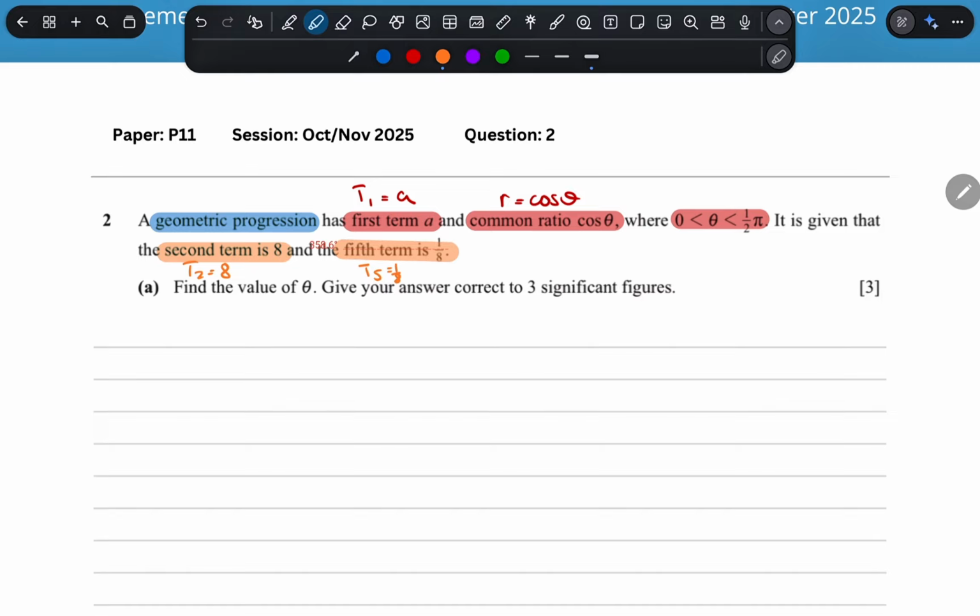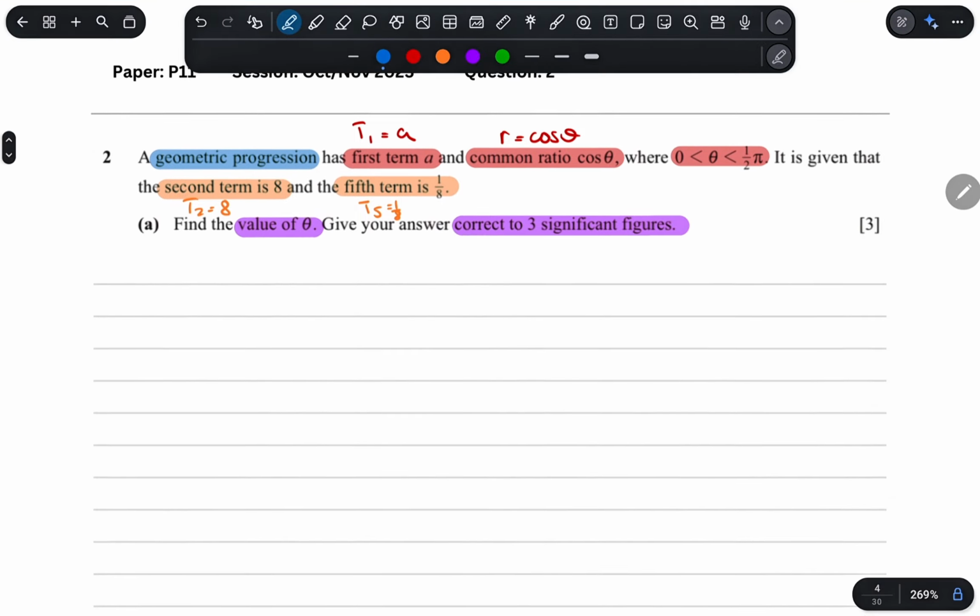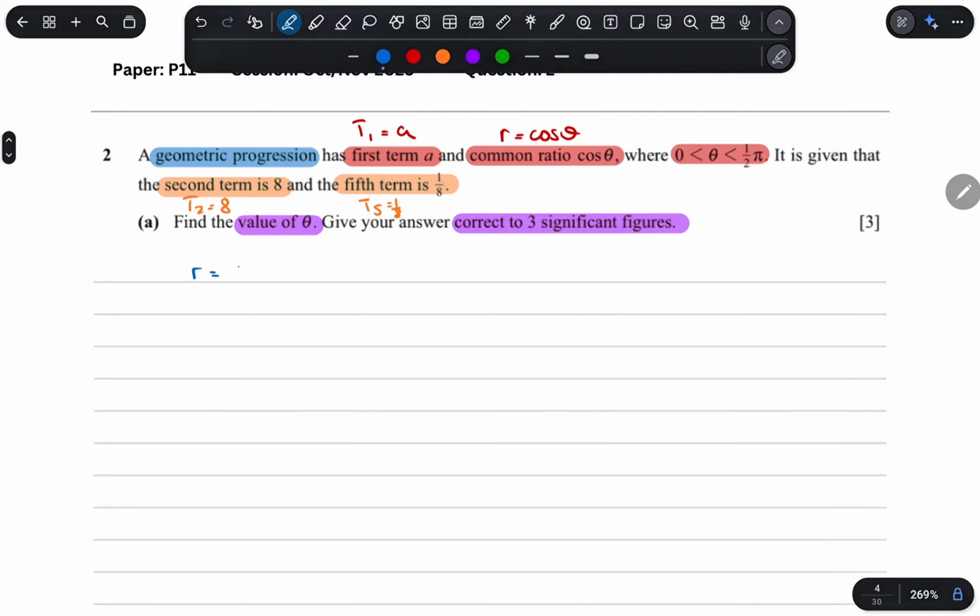So we have been given quite a few values that we need to keep in mind. We need to find the value of theta correct to three significant figures. Since this is a geometric progression, we will be dealing with ratios rather than the common difference. The common ratio is the next term divided by the previous term, so we take the second term upon the first term, because we are given both values.